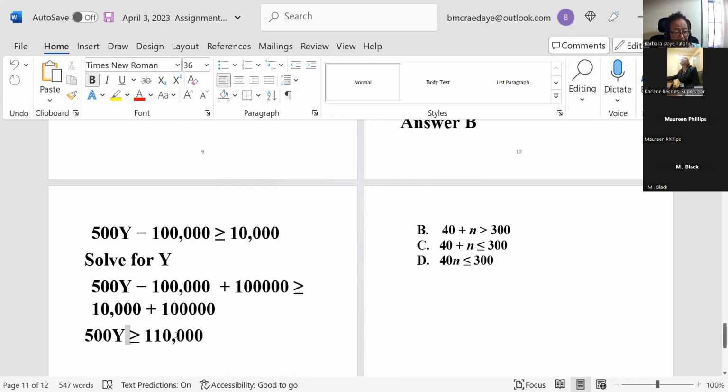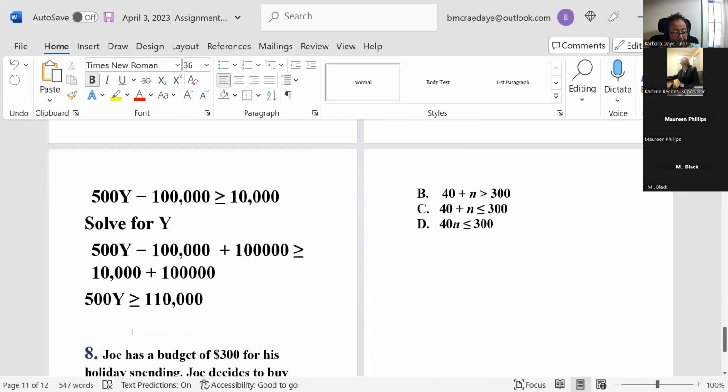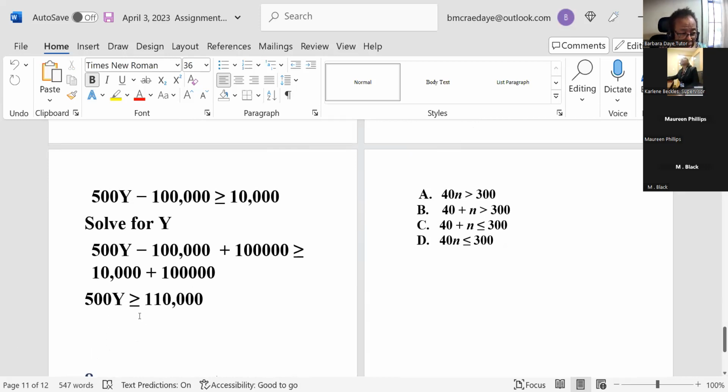That's why I say solve this inequality. So the answer would be 180. No, the answer is 220. So then you take this inequality and divide both sides by 500. So you'll get y greater than or equal to 220.